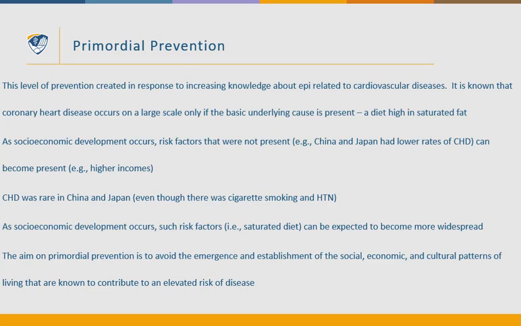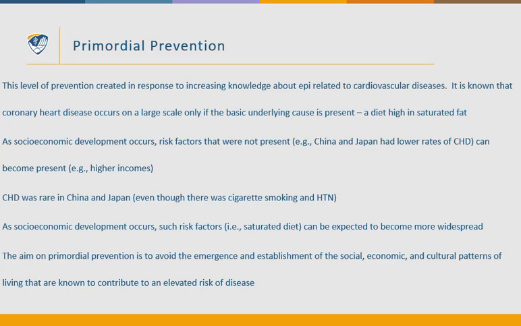Now, as socioeconomic development occurs, risk factors that were not present, for example, in China and Japan, they had lower rates of coronary heart disease at one time. They become present as higher incomes come about, and as they start to maybe eat or consume more saturated fat. Coronary heart disease was rare in these countries, even though there was cigarette smoking and hypertension.